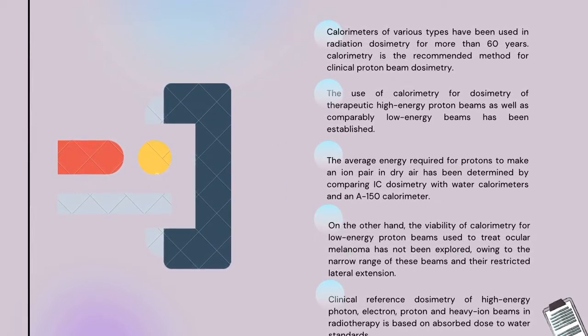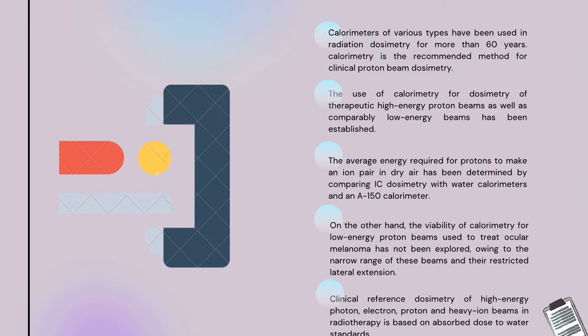Calorimeters of various types have been used in radiation dosimetry for more than 60 years. Calorimetry is currently the basis of primary standards of absorbed dose in many nations throughout the world. Due to various technical advancements during this time, the idea behind these devices is that when radiation interacts with a substance, the temperature in the absorbing medium rises. Calorimetry is the most accurate and direct way of measuring radiation dose.